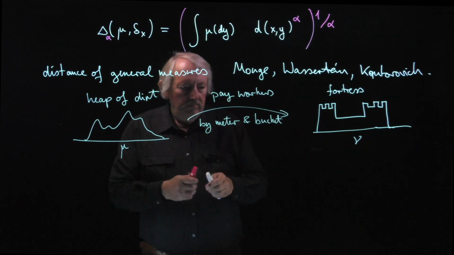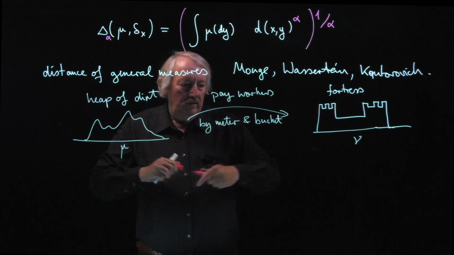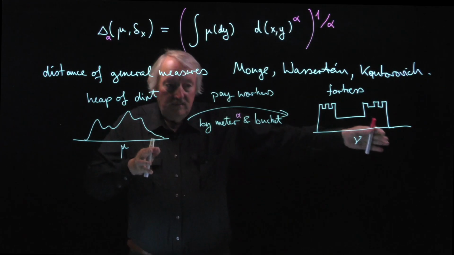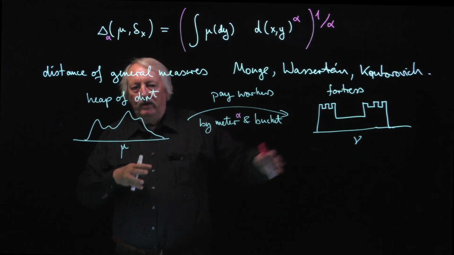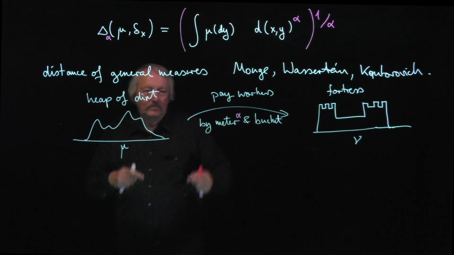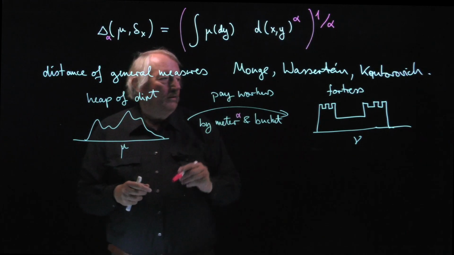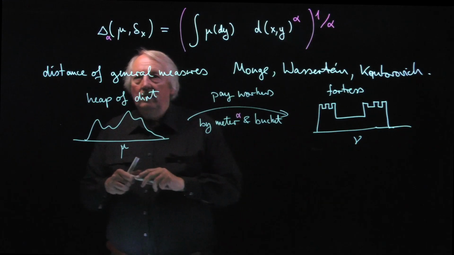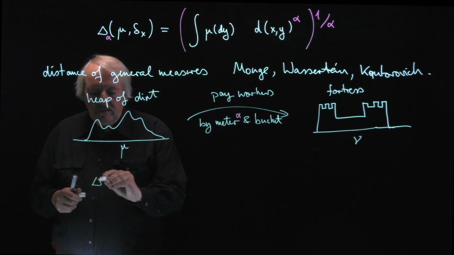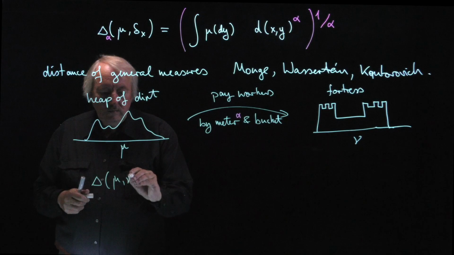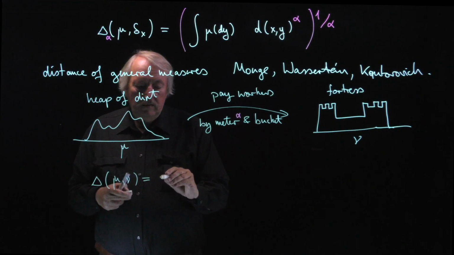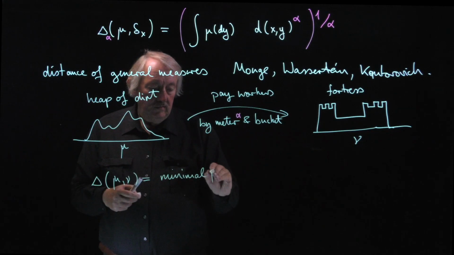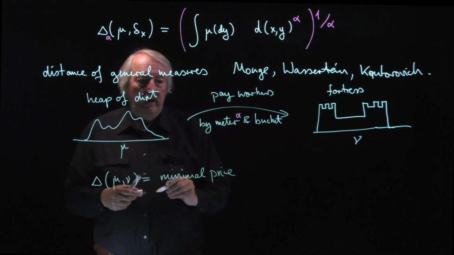And actually, the meter would be generalized to a meter to the alpha, right? So if they have to walk long distances, they get a bonus. They get paid by the square of the distance. So that's also a possibility. That would be the alpha here. So then the question is, the distance of these two things is the minimal price that you would have to pay.